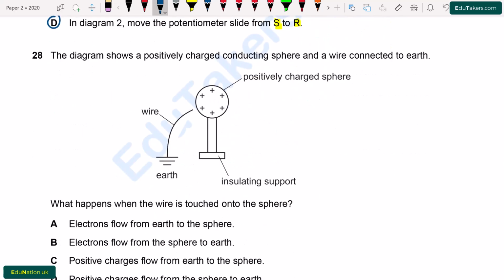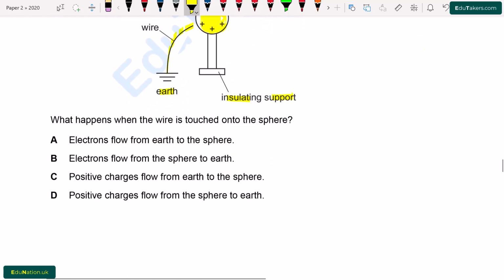Question number 28. The diagram shows a positively charged conducting sphere and a wire connected to the earth. So here a wire is connected with the earth, and there is also the insulating support. The positively charged sphere is placed here. What happens when the wire is touched onto the sphere? Option A. Electrons flow from earth to the sphere. B. Electrons flow from the sphere to the earth. C. Positive charges flow from earth to the sphere. D. Positive charges flow from sphere to the earth.